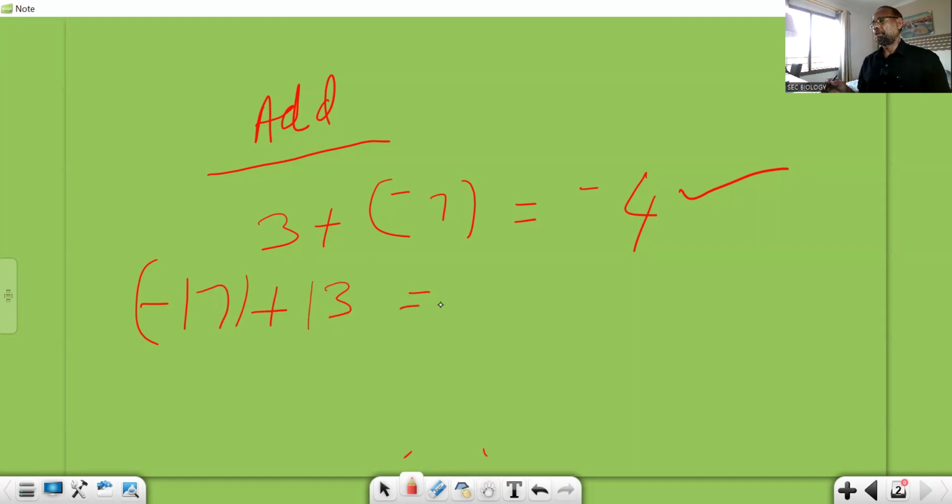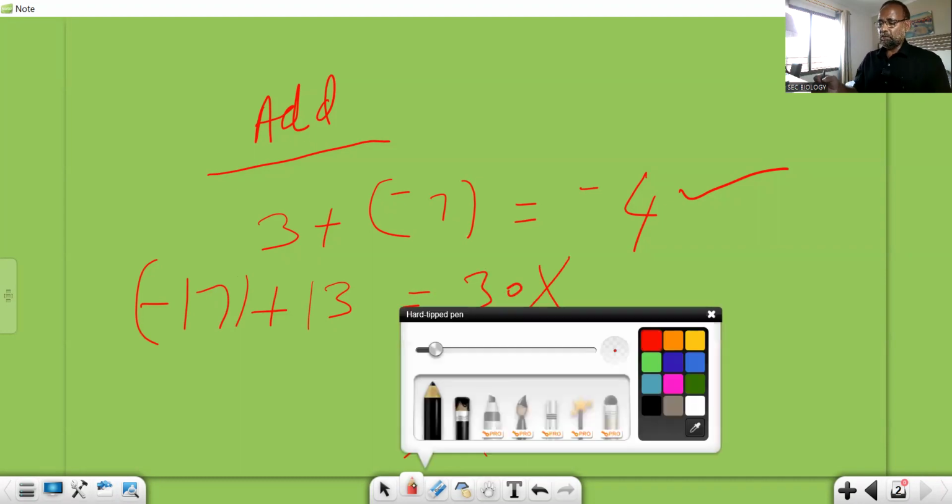Please, Aisha, tell me what is the answer. 17 plus 13, 10, 20, 30. No, that is wrong answer. 30, it is wrong. How is it 30? Other boy, anybody please tell me. What is the answer of this one?